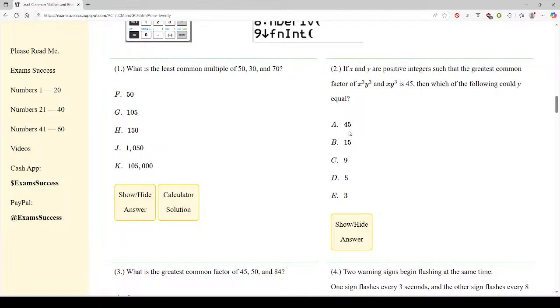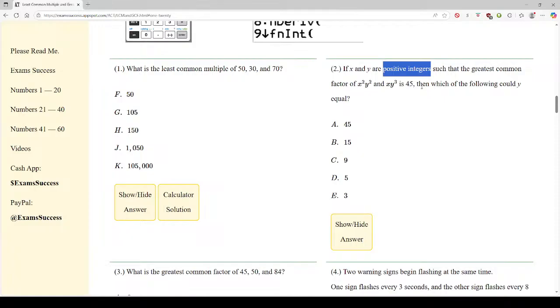Now remember, we still have to multiply by x. Can y be 5? If y is 5, then 5 squared will be 25, and x is a positive integer. Remember, they told you here that x and y are positive integers. So if y is 5, then 5 squared is 25, and you ask yourself, is there any integer that you can multiply by 25 to give you 45? No.